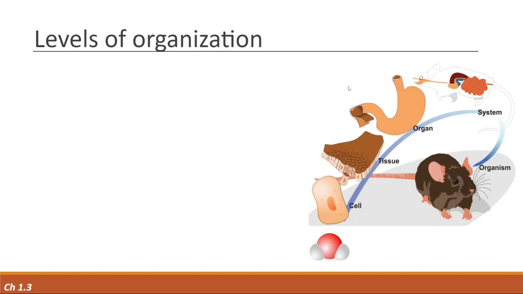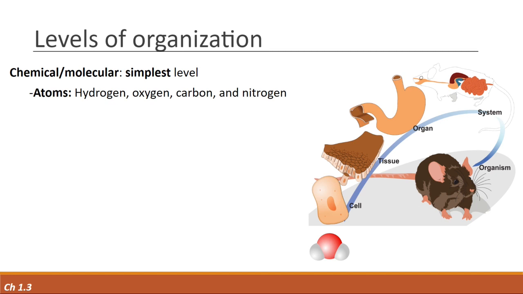So now that we've gotten down to specific organisms, let's take it even smaller and look at the organization from the smallest, simplest level. We're going to stop at the atom, really, or the molecular level, and bring that all the way back up to the organism. So the simplest level we're going to start with is simply the atom.